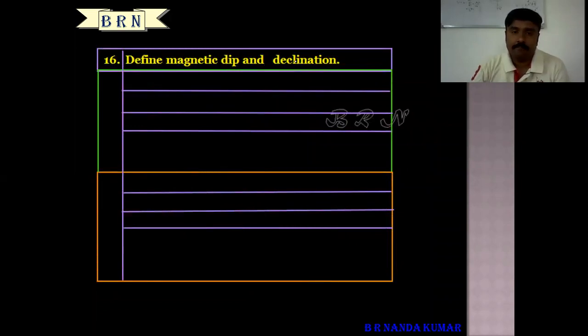Define magnetic dip and declination. These two statements are very important, asked a number of times in exams. Simply, magnetic dip is the angle between B and BH at the given place. The angle made by Earth's magnetic field with the horizontal contained in the magnetic meridian.